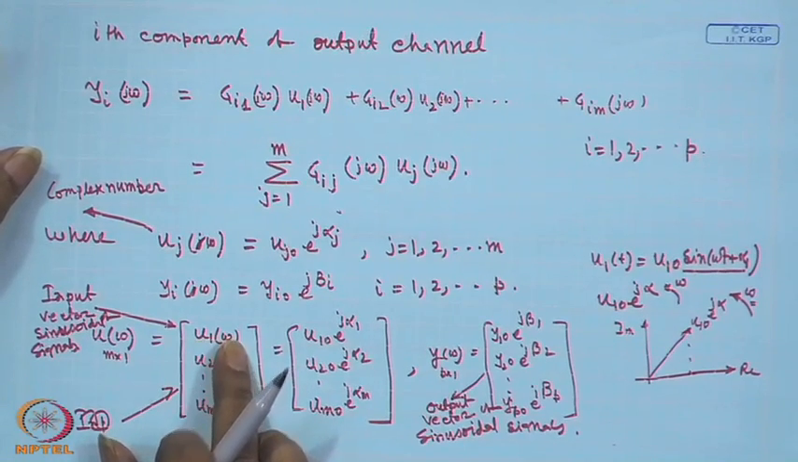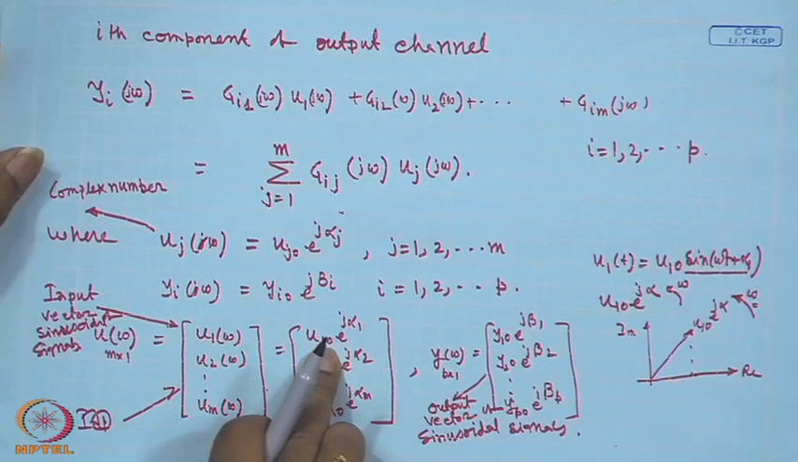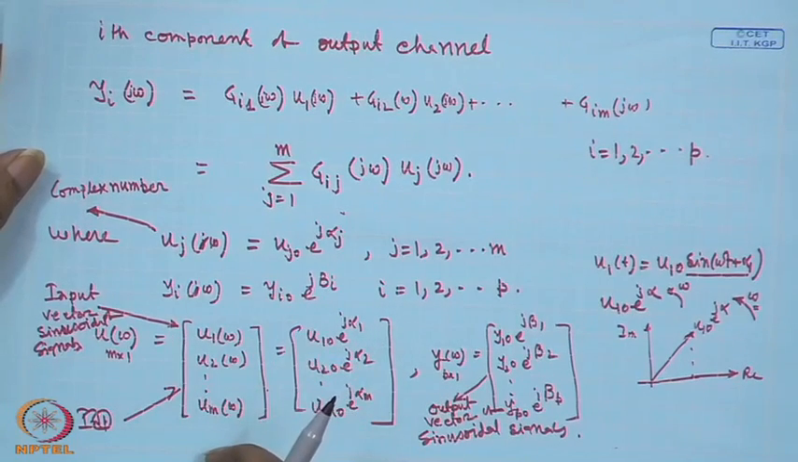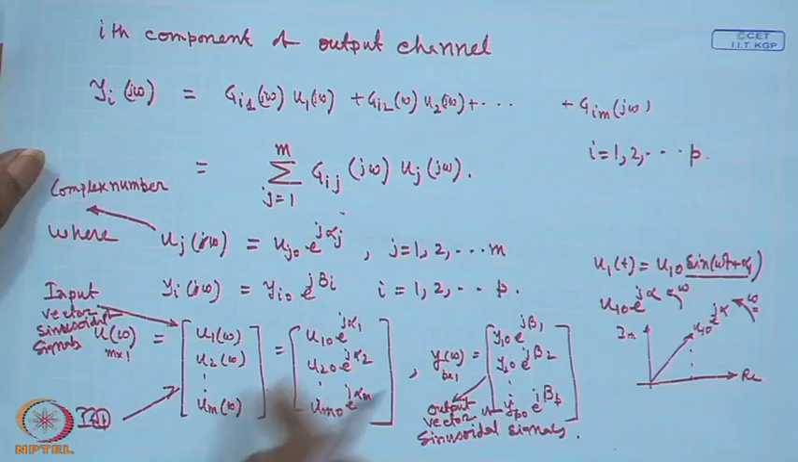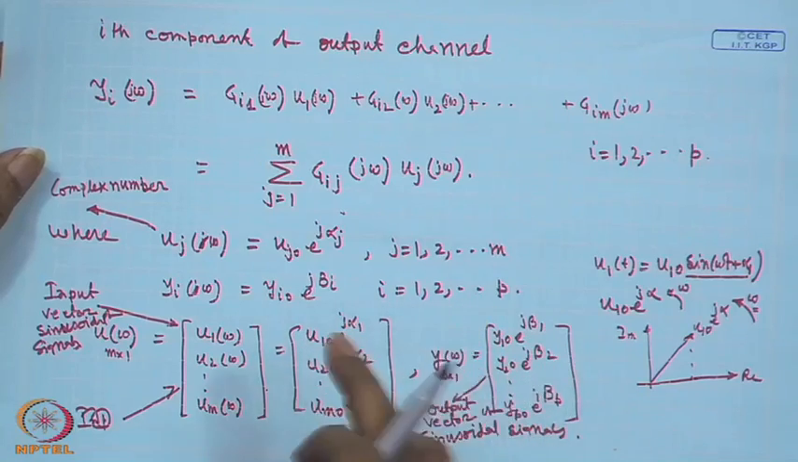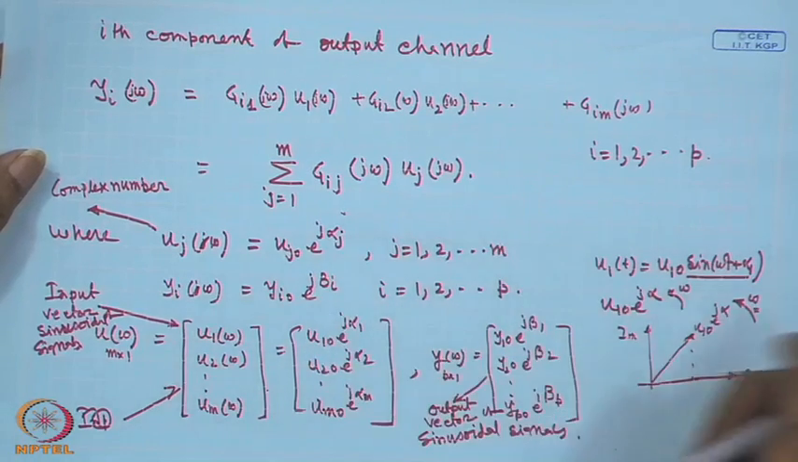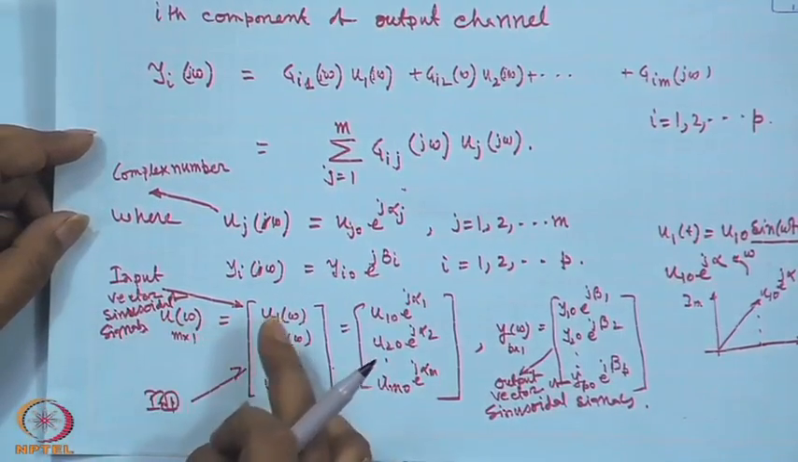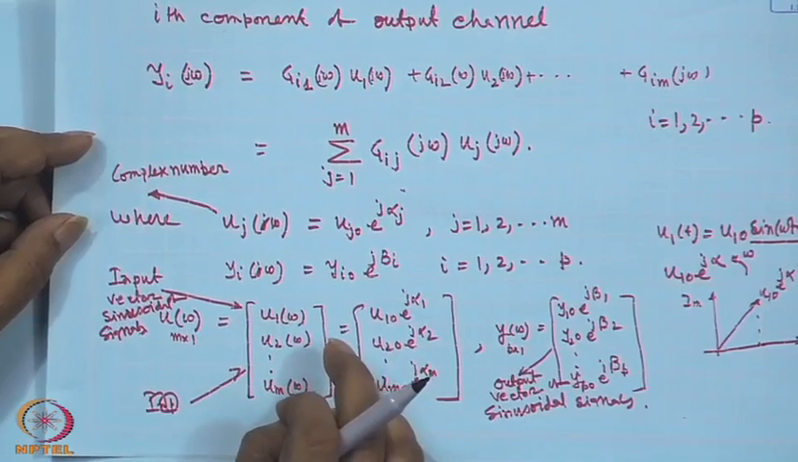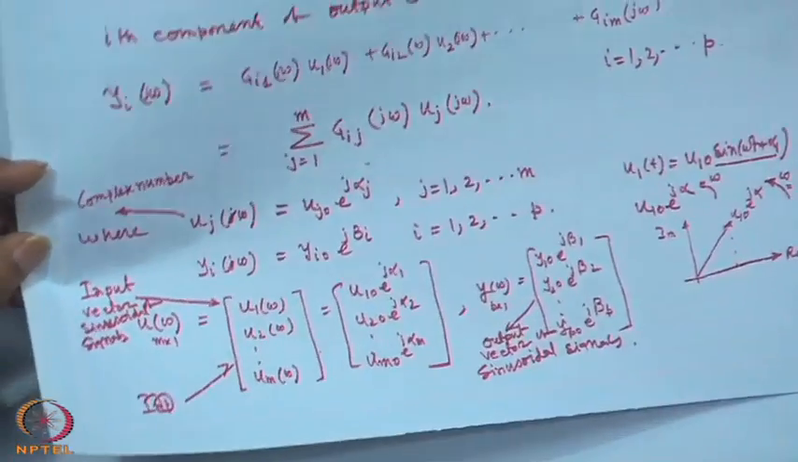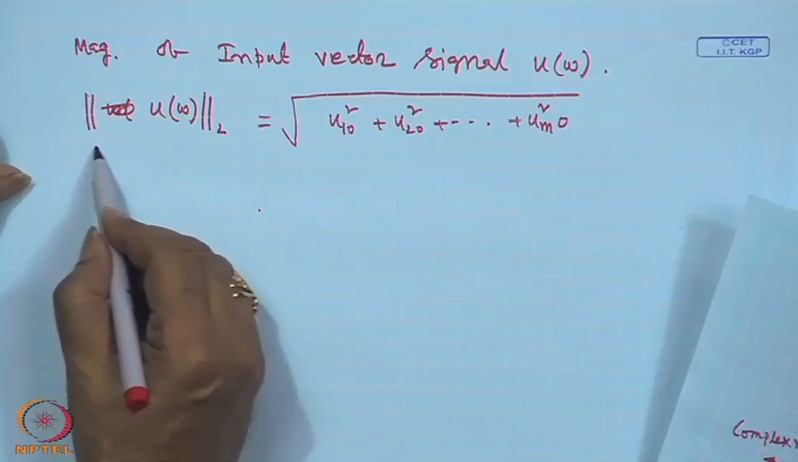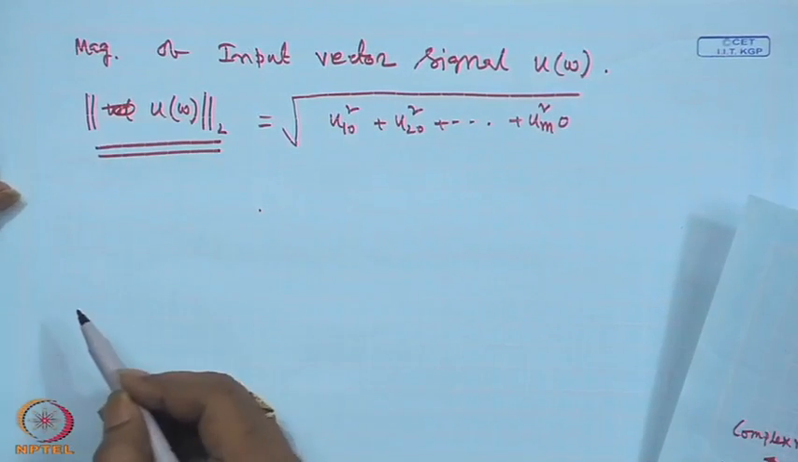Suppose you consider one element. What is the magnitude of this one? It is u10 square, but it is a vector of m elements. So, the sum of the individual squares, and then the square root of that. This is the magnitude, or you can say u of w into u star transpose will give you the magnitude square, but I need the magnitude. So, it is nothing but the Euclidean norm of this signal.